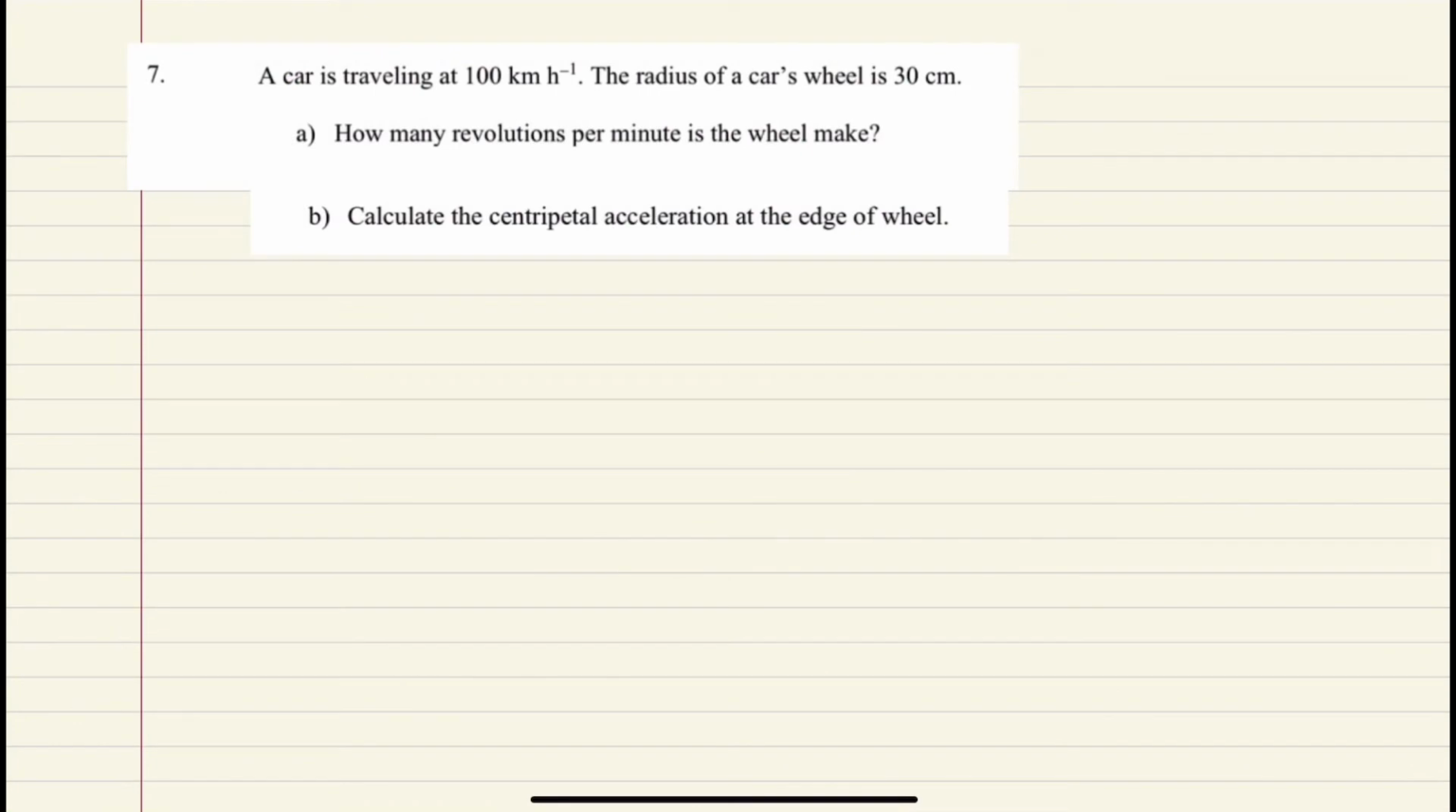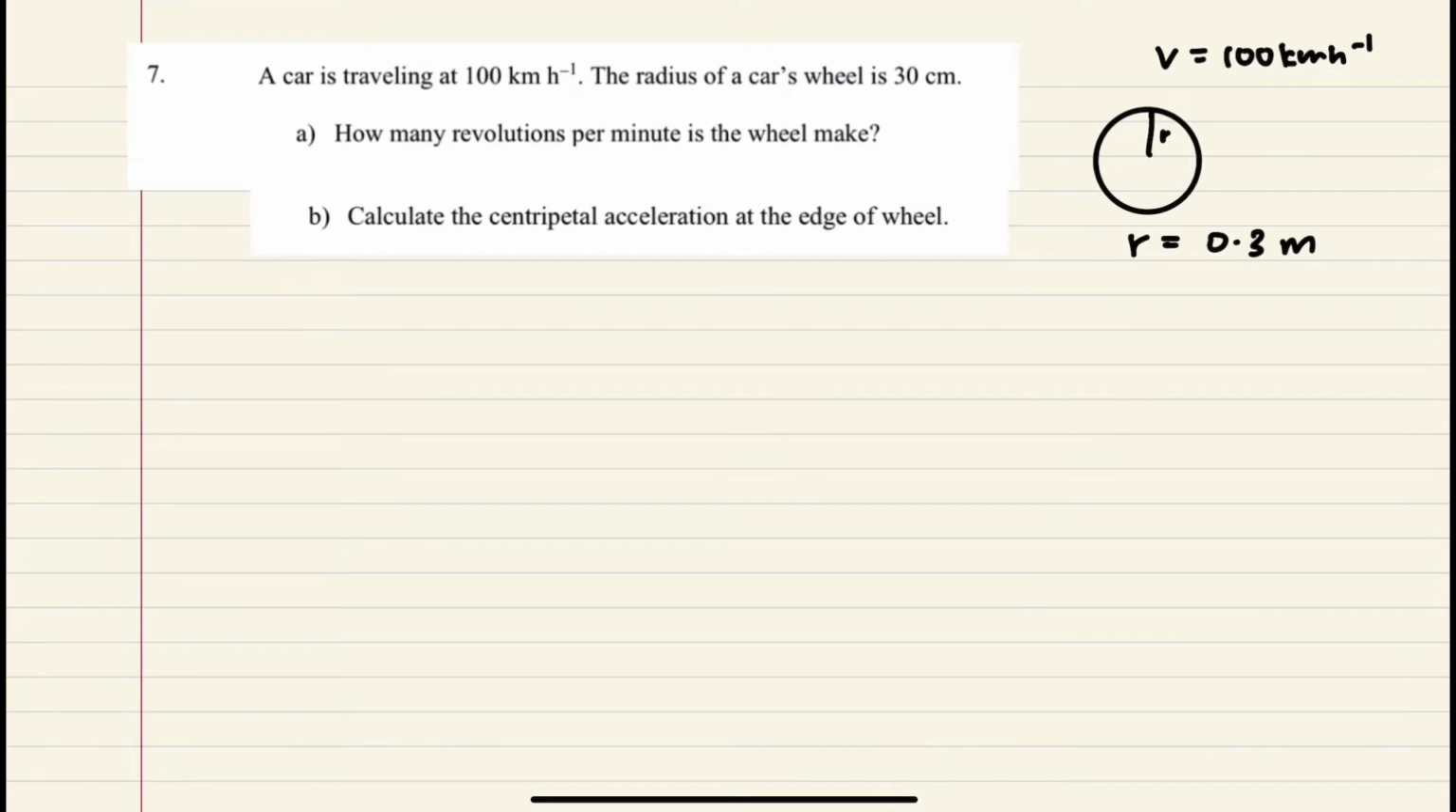Question 6 is about definition, so I'm going to skip that one. Question 7 says that a car is traveling at 100 km per hour. The radius of the car wheel is 30 cm. How many revolutions per minute does the car wheel make? So they are talking about the car wheel. Traveling at 100 km per hour, that is your v, linear velocity. The radius of the car wheel is equal to 30 cm. So R, I change to SI unit, 0.3 meter.